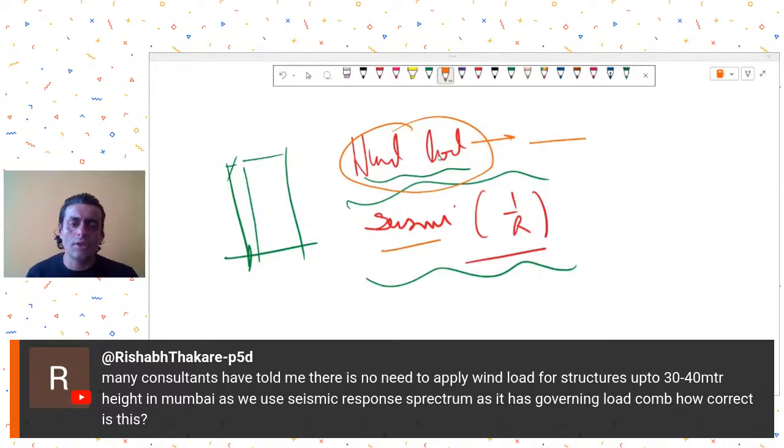So you should apply wind loads, also check for wind loads. You should apply seismic loads, also check for seismic loads. Whichever is the more critical, do it for that. Okay, so don't make these generalized statements. Check for both, and then whichever is the critical governing, do it for that. Okay.